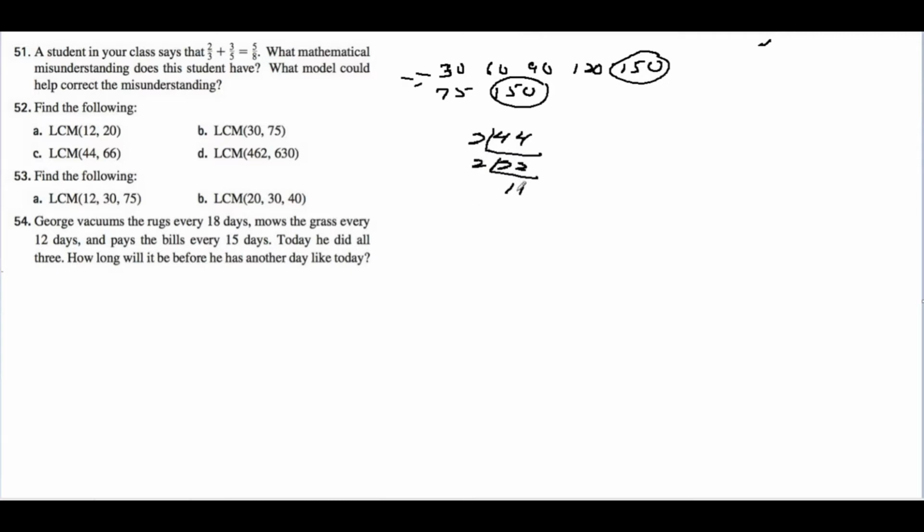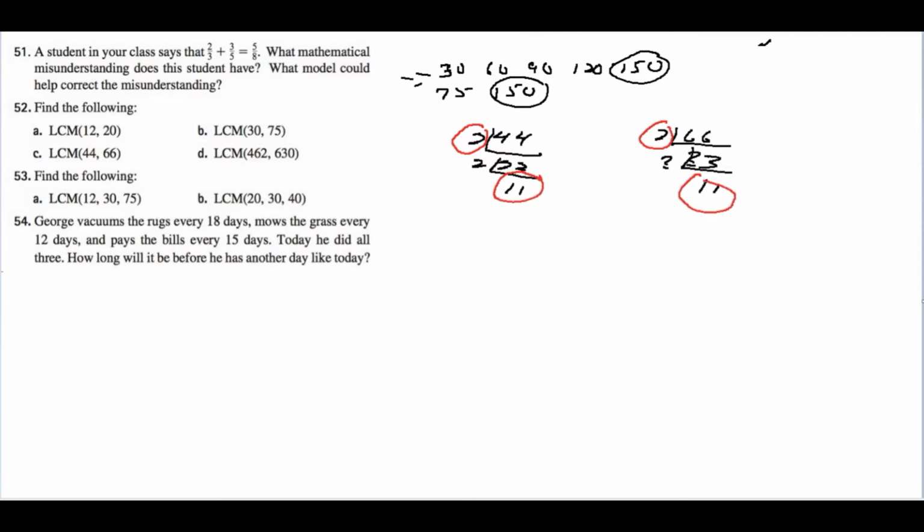2 times 2 times 11 gives us our 44. Our 66 is 2 times 3 times 11. And so I think you can see that there's going to be a 2 that's common, and there's going to be an 11 that's common.